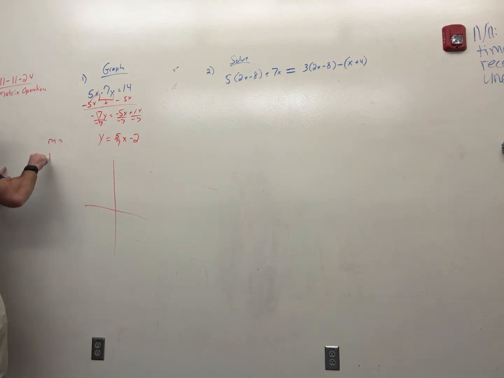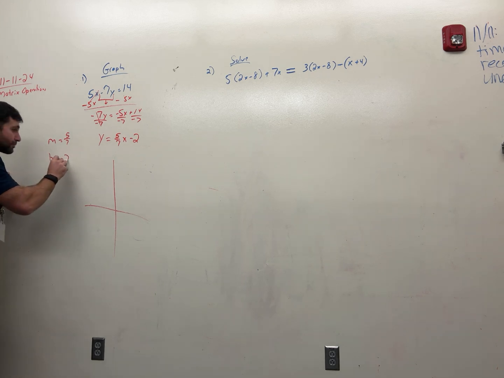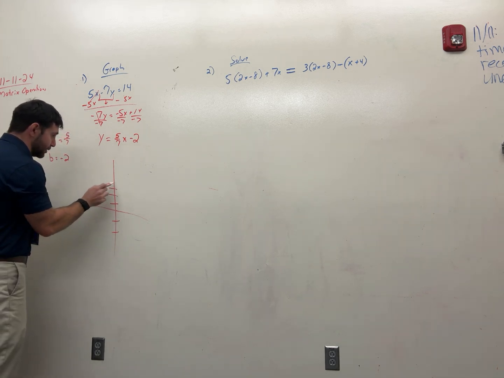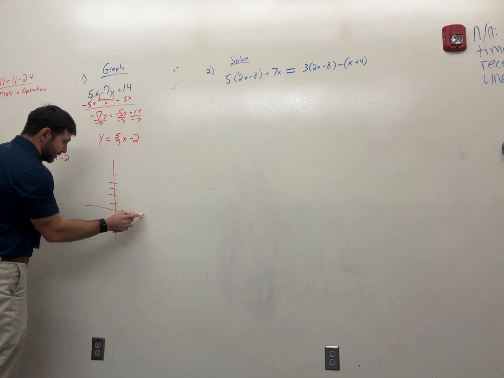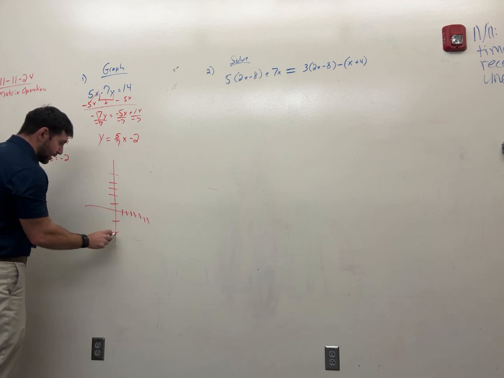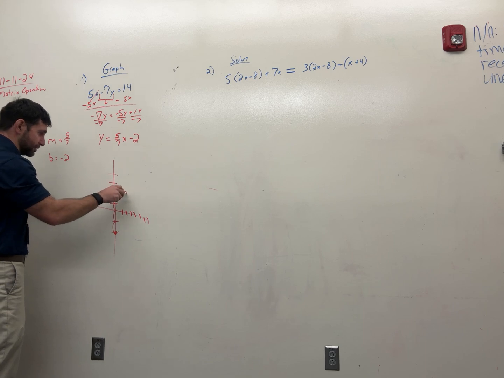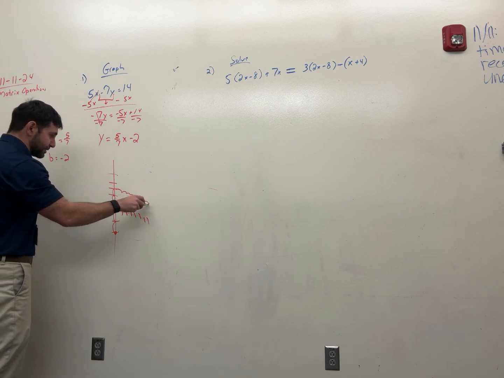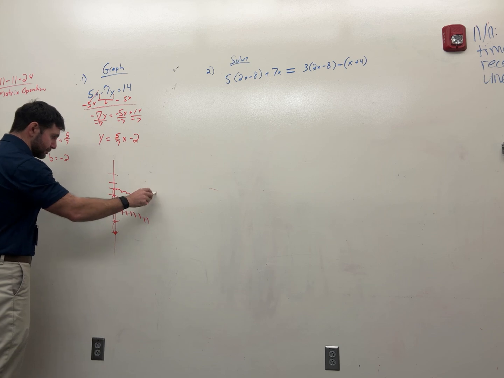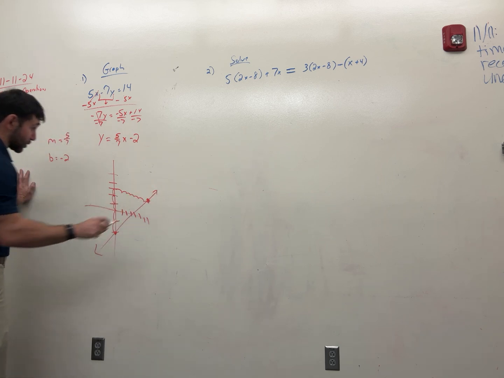M equals, B equals. William, what's my slope? 5/7. What's my B? Negative 2. Here we go. Negative 2, up 5 over 7. That's pretty good. That was a straight line.